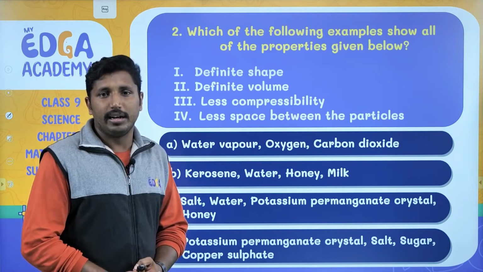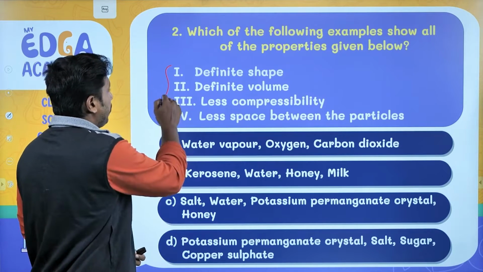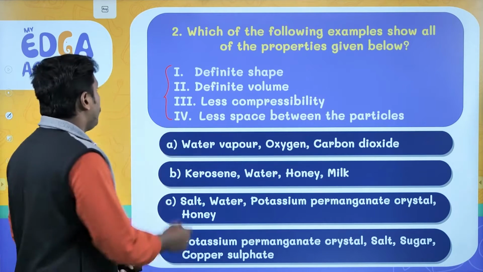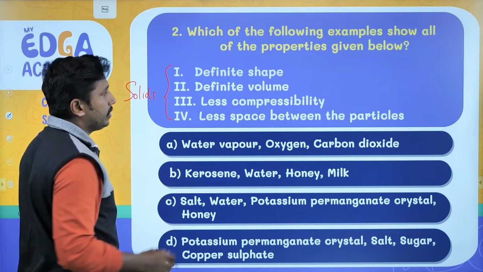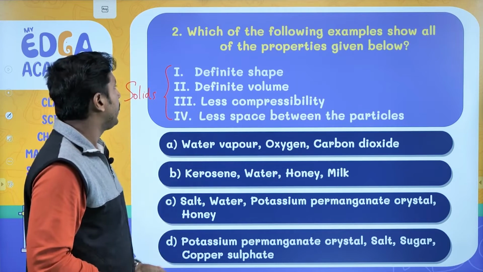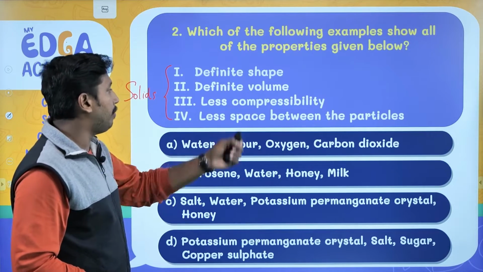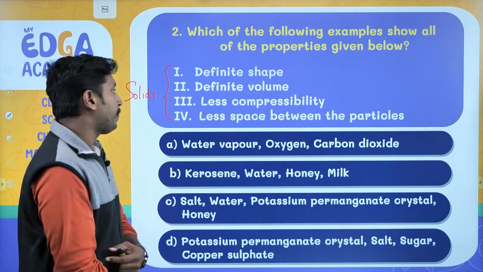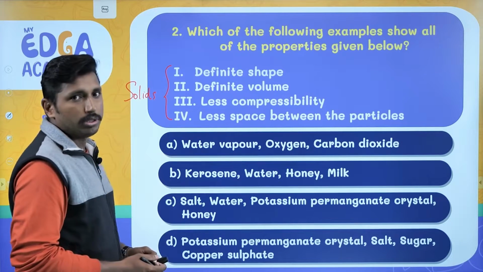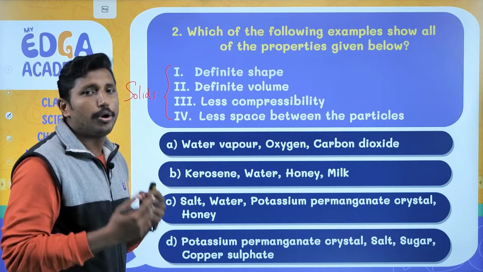As you have already learned in your school video, these given statements are the peculiar properties of solids. That is, solids have a definite shape, solids have a definite volume, solids are less compressible, and solids have less space in between their particles. So, we need to choose whether the given options are solids or not.